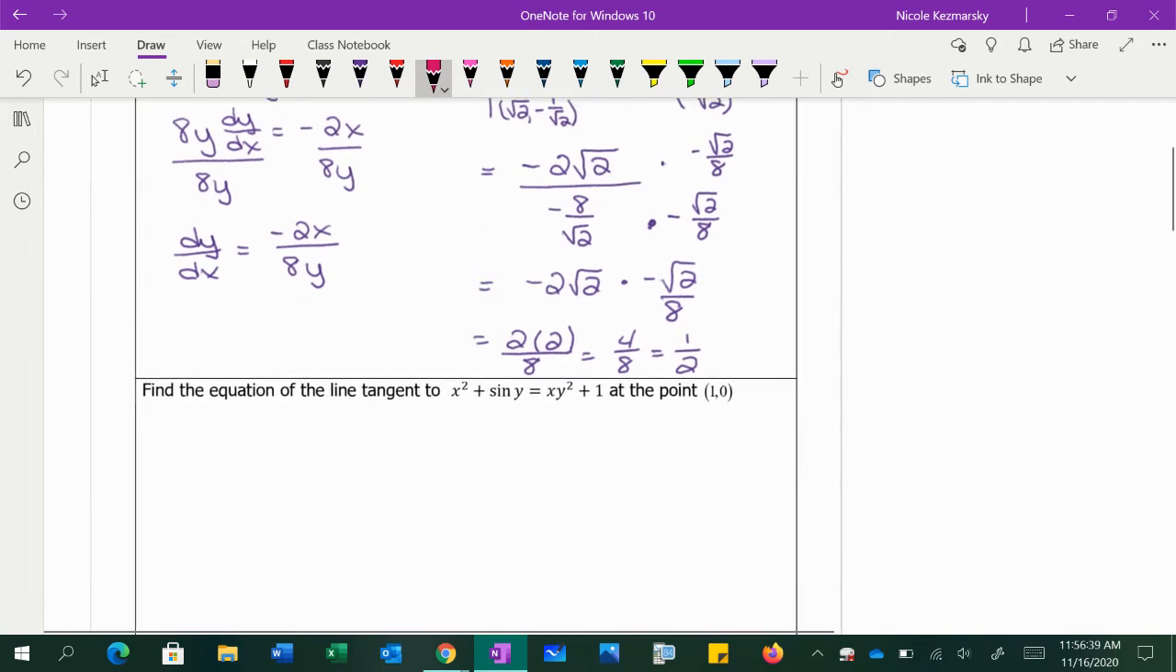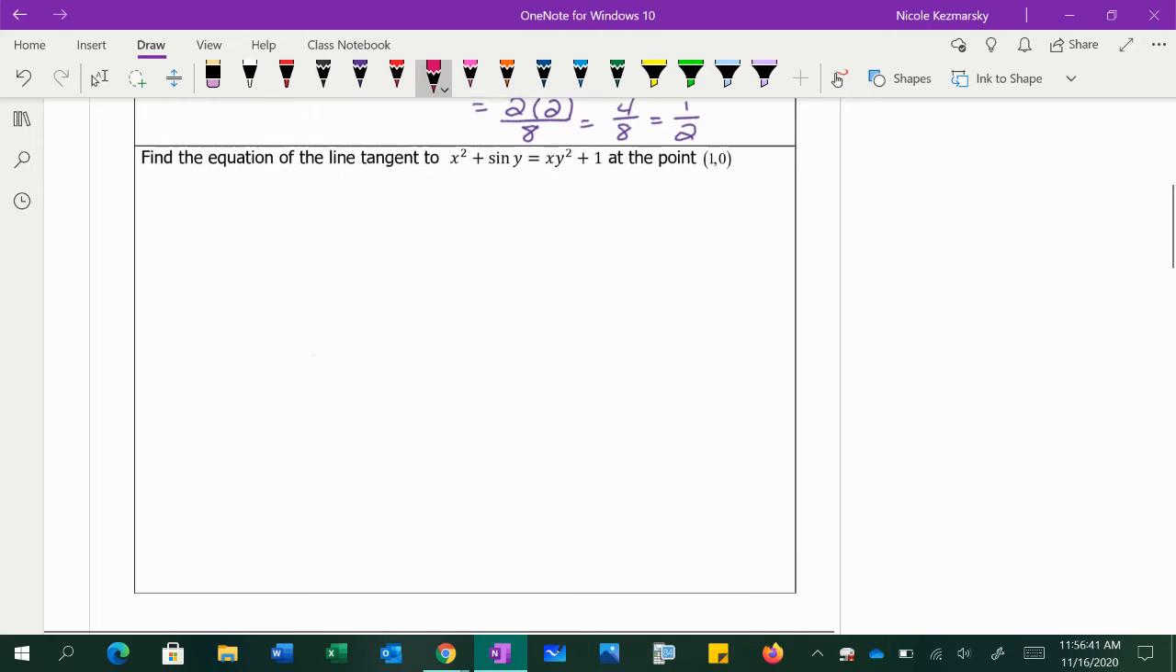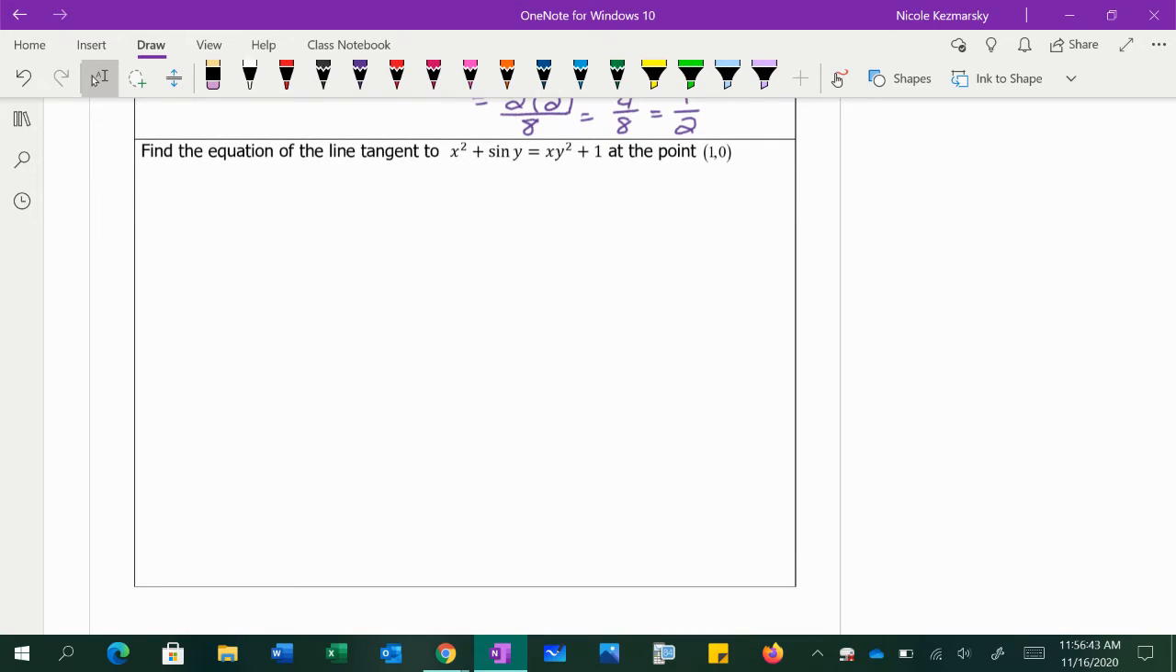In the next example, the instructions say find the equation of the line. So it's very important that we recognize it does say equation of the line, and it also has the word tangent. Tangent tells us to take the derivative, and equation of the line tells us that we're going to need point slope form. So we've got our equation. We're going to go ahead and take the derivative.